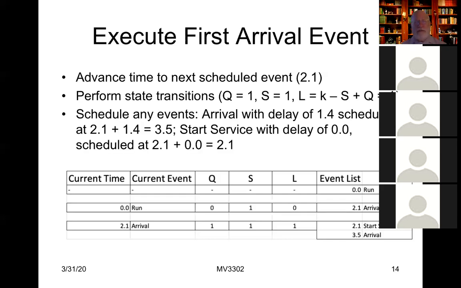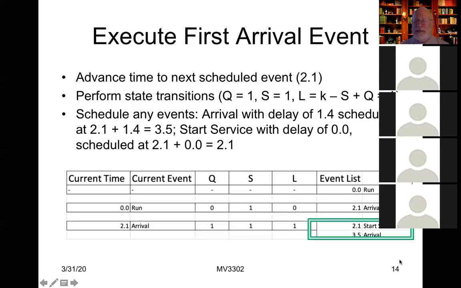So the first is we have an arrival. The arrival occurs with a delay of the next T sub A time unit. If you remember, that was 1.4. And so the next arrival event is going to be scheduled at time 2.1, the current time, plus 1.4, the delay, or 3.5. But then, because S is bigger than 0, we schedule a start service with a delay of 0. And that's scheduled at time 2.1 plus 0, or 2.1.